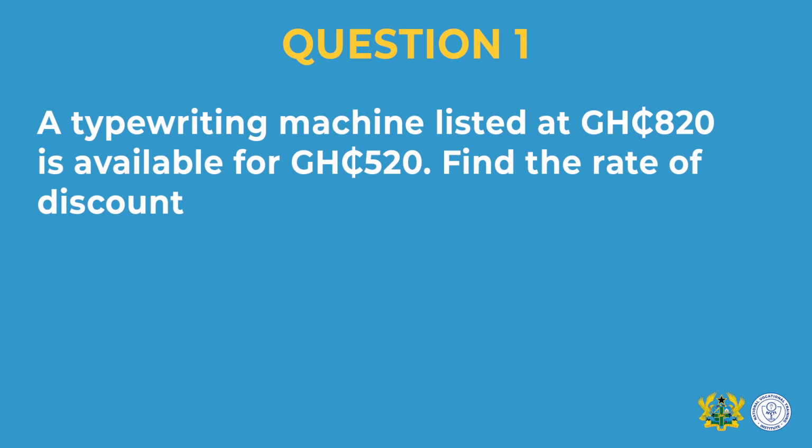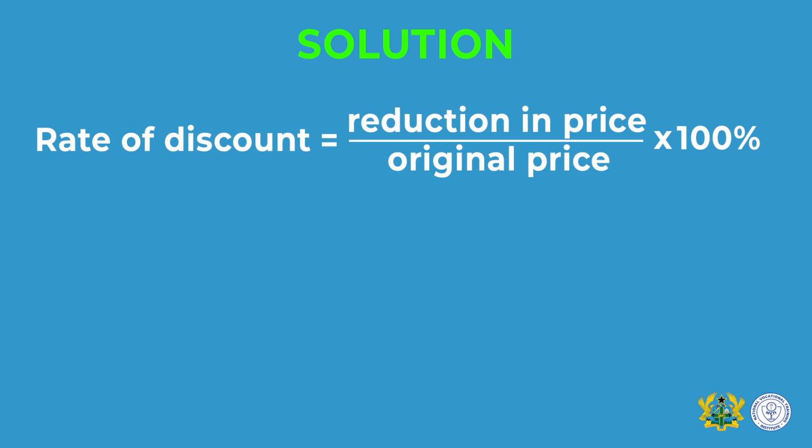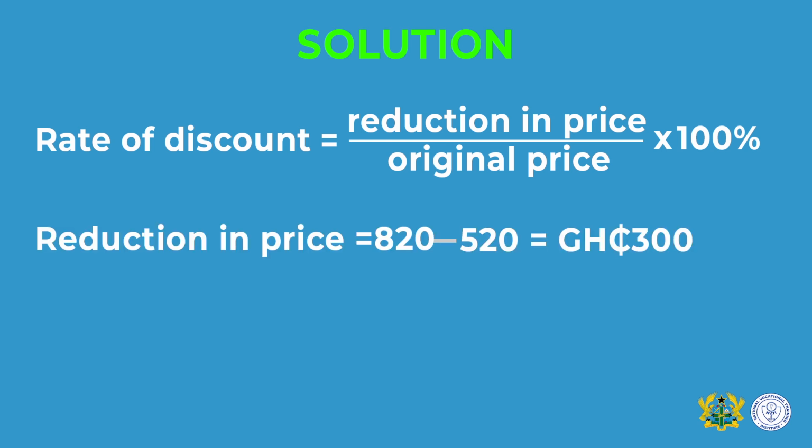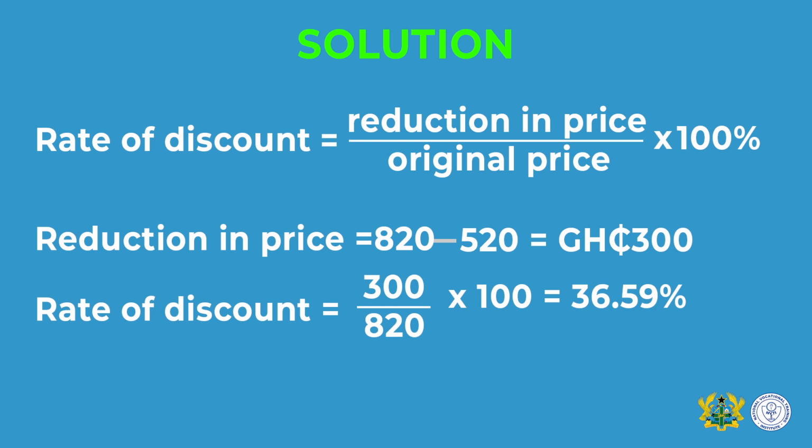The rate of discount equals reduction in price over original price times 100. Reduction in price gives us 820 minus 520, and that is 300 Ghana cedis. Substituting into the formula, that gives us 300 over 820 times 100, and that is 36.59%. So the discount allowed for the purchase of the typewriting machine was 36.59%.